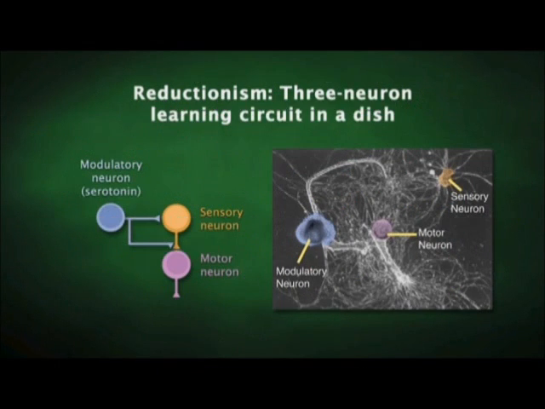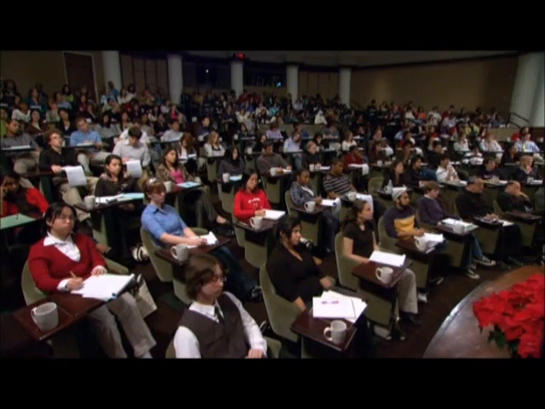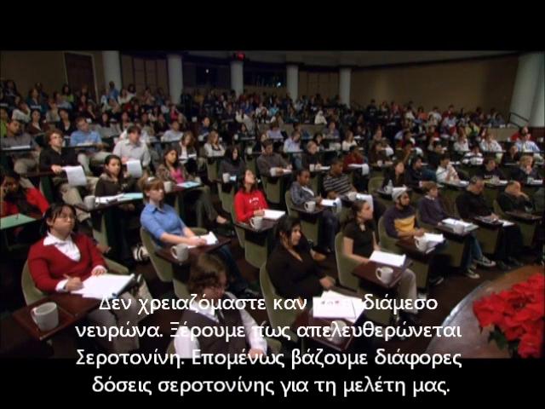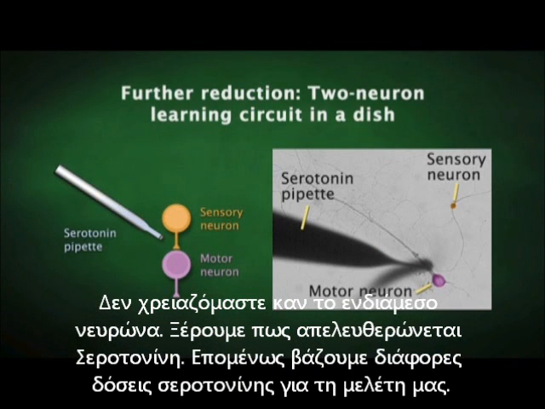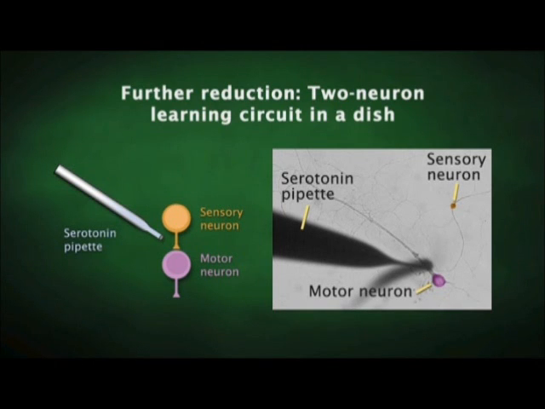Sensory neuron on top forms perfectly good connections with the motor neurons, and the serotonergic cells, the modulatory neurons, form connections onto them. And if you stimulate the modulatory neurons, you'll strengthen the connections between the sensory neuron and the motor neuron. But we don't even need the modulatory neurons. We know they release serotonin. So we can substitute a pipette that simply puffs on serotonin. We now have a learning circuit, a 2-neuron learning circuit in a dish.